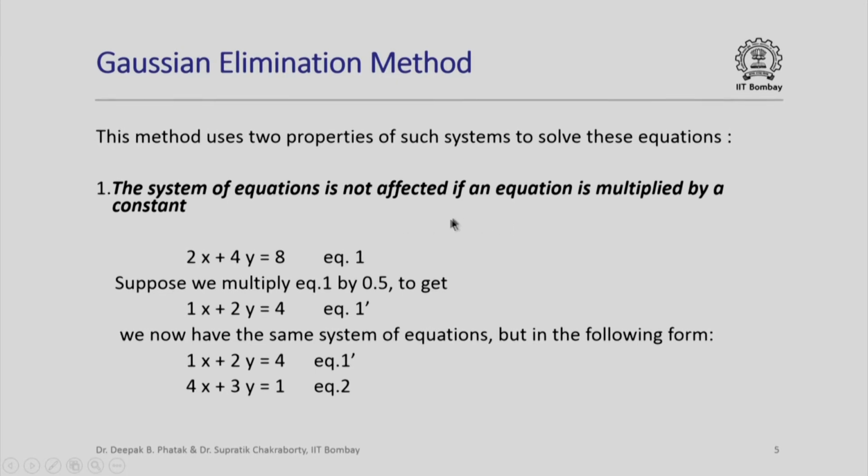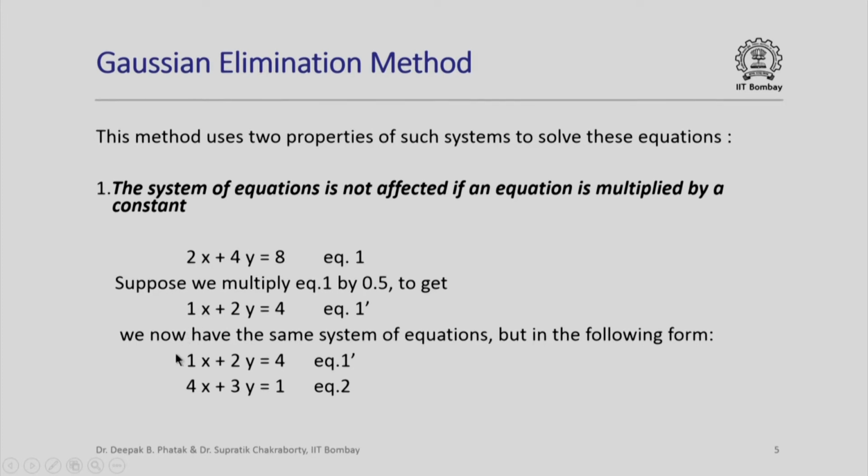What it means is, if I have 2x plus 4y equal to 8 as an equation, and if I multiply it by any value, say 0.5, to get 1x plus 2y equal to 4 as equation 1 prime, both these equations actually mean the same thing, and therefore the total system of two equations does not change at all. Observe that 0.5 is not an arbitrary number. We have chosen it such that the coefficient of x now becomes 1. We shall comment on it as we proceed.